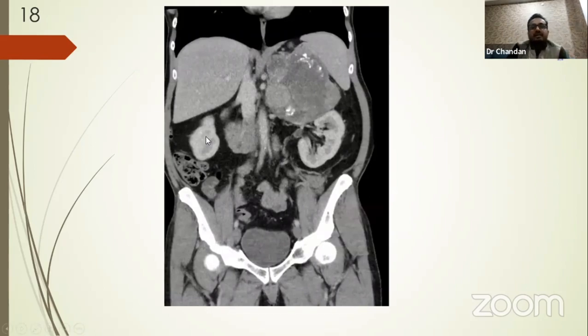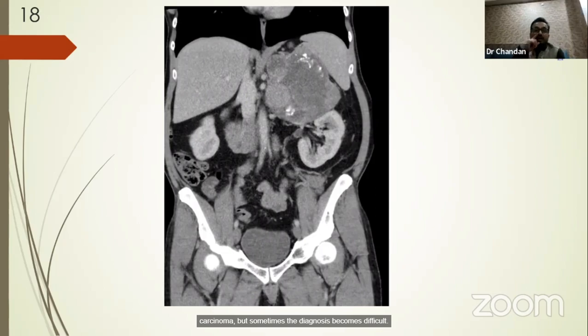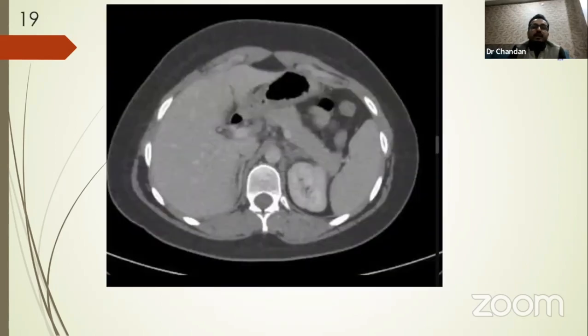Another spotter shows a heterogeneously enhancing lesion in the left suprarenal location, showing a soft tissue component, chunks of calcification and inhomogeneous soft tissue. So the diagnosis is obvious, and it also spares the renal parenchyma, and the size of the lesion is large. It was not measured, so the likely diagnosis in the spotter is adrenal cortical carcinoma. But sometimes the diagnosis becomes difficult, so we have to do a biopsy also.